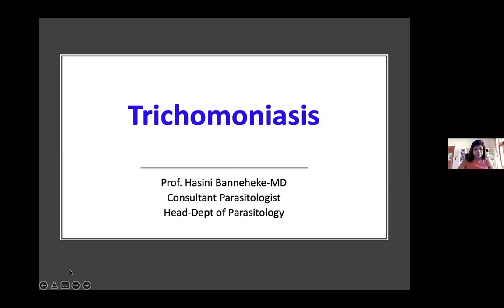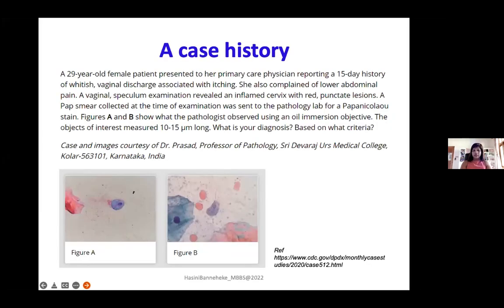Okay, so we begin with the case history. This is a case history from the CDC site, and I have given the reference. A 29-year-old female patient presented to her primary care physician, that is a general practitioner or the family doctor, reporting a 15-day history of whitish vaginal discharge associated with itching. She also complained of lower abdominal pain. A vaginal speculum examination revealed an inflamed cervix with red punctate lesions. A pap smear collected at the time of examination was sent to the pathology lab for a Papanicolaou stain.